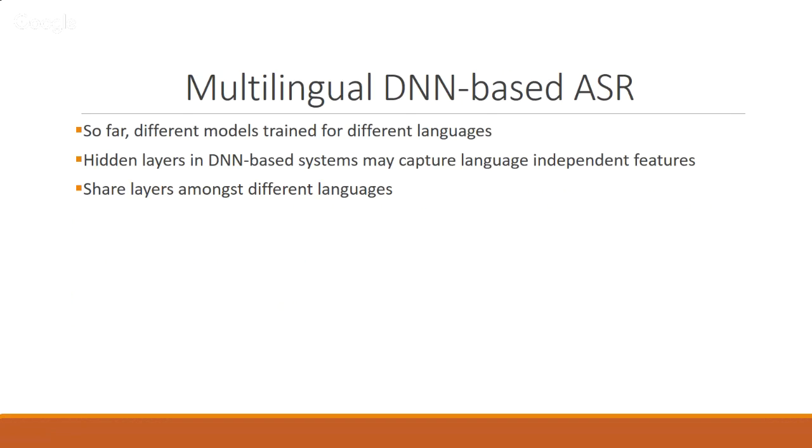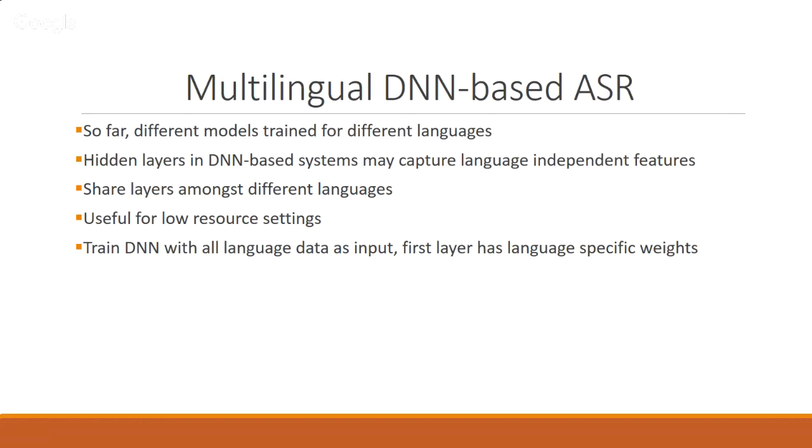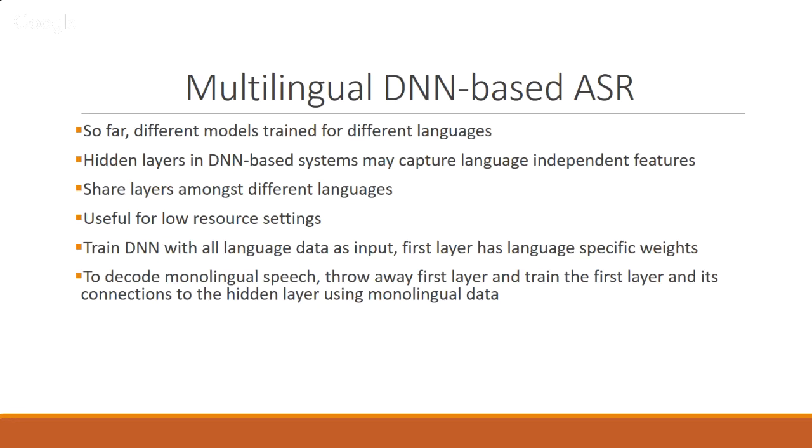So the idea is to share these layers amongst different languages. And so the way this works, I'm not going into the technical details of it. There is a paper, if anyone is interested, I can point you to that. The way you do it is you train the DNN with all the language data. So suppose you're doing Hindi, English, Kannada, and some other language. You train this with everything, and you have language specific weights in the first layer.